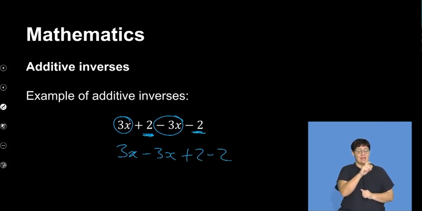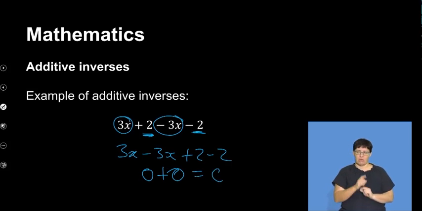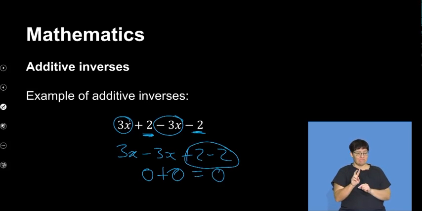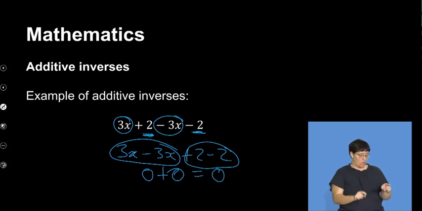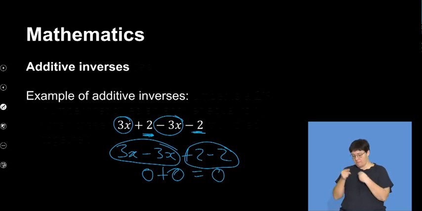3x minus 3x will be 0. 2 minus 2 will also be 0. So my answer will just be 0, right? So you can see at all times when you have two additive inverses that appear in a certain question, then it will definitely give you 0 as your answer.